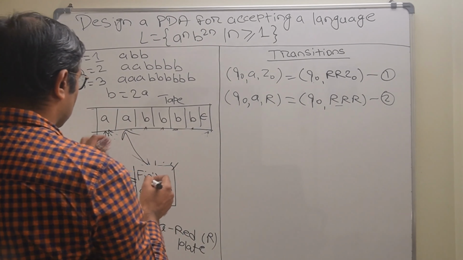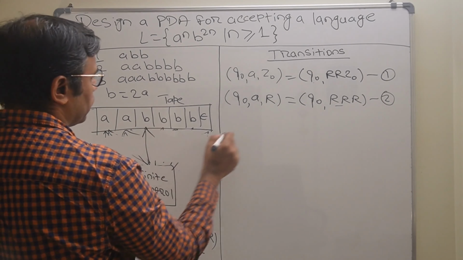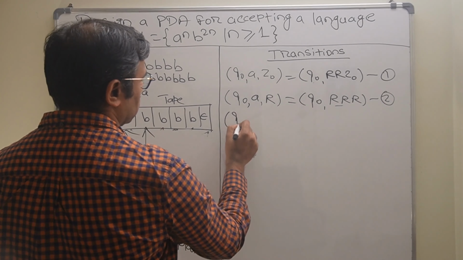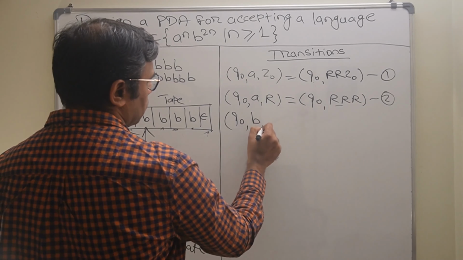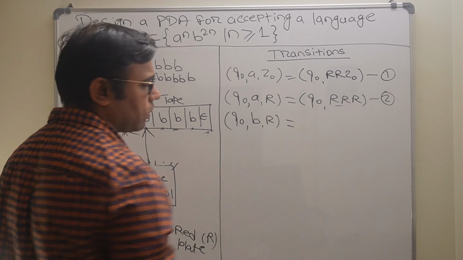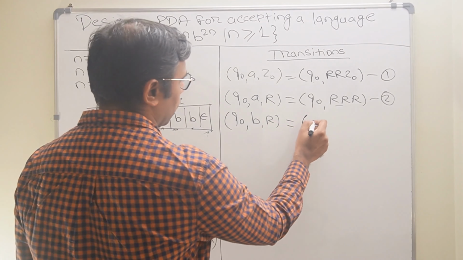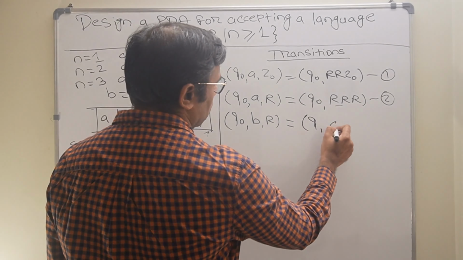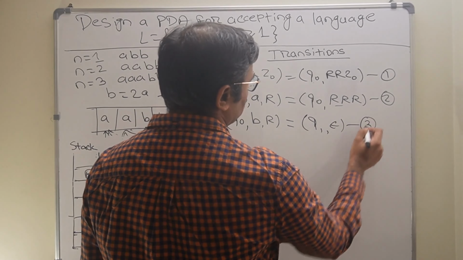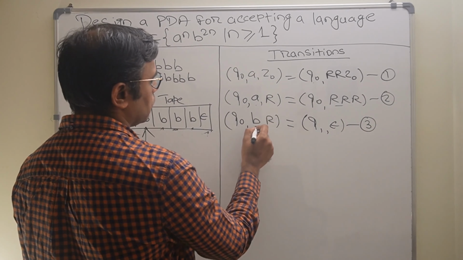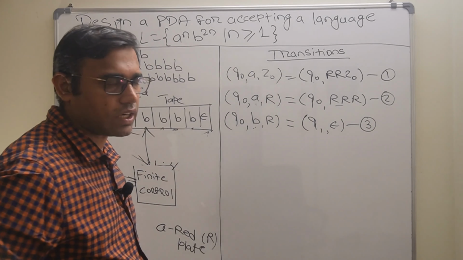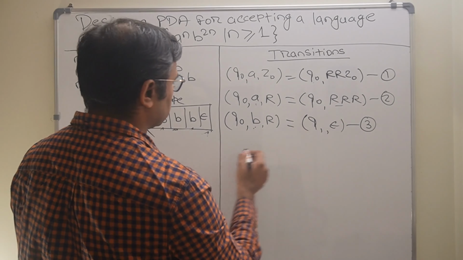Now the head will point to B, so the next state becomes the current state. B's stack top is R. Whenever we encounter the B, we have to remove the B, so I will write Q1 epsilon. Why Q1 epsilon? Because the input symbol is changed, so that's why I change the state. So this is the next state.